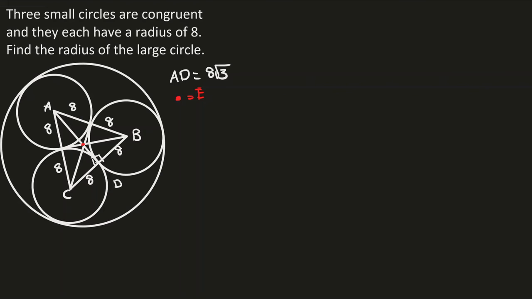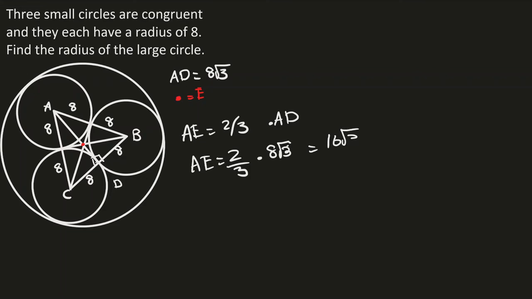So let's find the length of AE. We know that the length of AE is 2/3 of AD, so AE equals 2/3 of 8√3, which is equal to 16√3 divided by 3. Now that we have AE, let's extend the radius of circle A over here, and right here we have 8, and let's call this F.